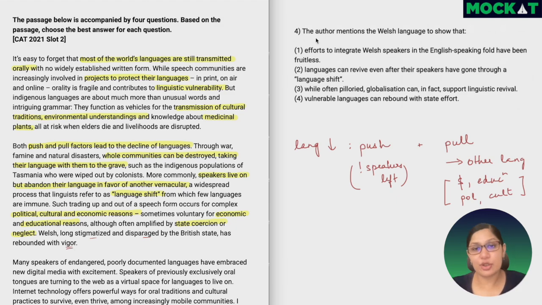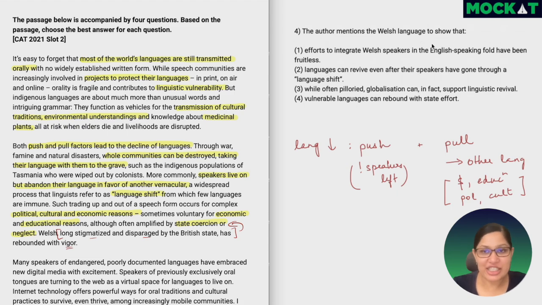So that is what we will look for in this question. The author mentions the Welsh language to show. The primary thing that I will focus on is this part, because it's an example for this. If I have an option which has both the initial part where people probably didn't speak English and the rebounding, that's great. If I don't have that, if I have maybe one option which has this part and one option which is the second part, I will prefer the first one because it's an example for this.